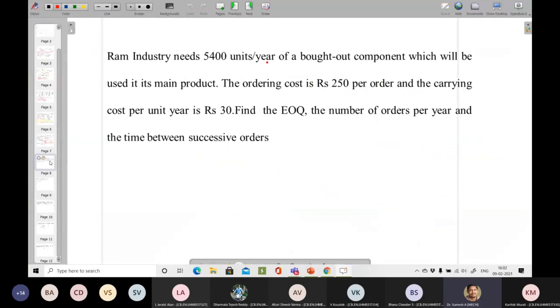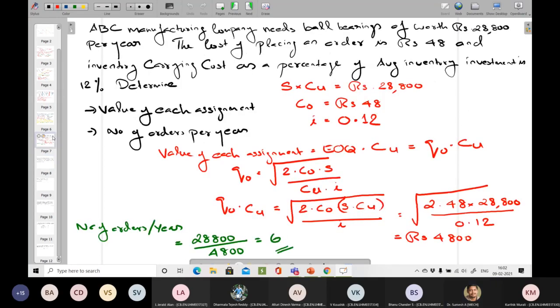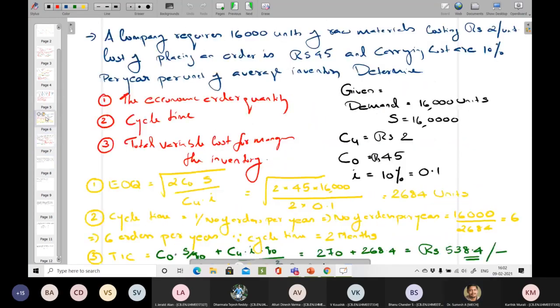An industry needs 5,400 units per year. The ordering cost is rupees 250 per order and the carrying cost is rupees 30. Find the EOQ, the number of orders per year, and the time between successive orders. So how to proceed?